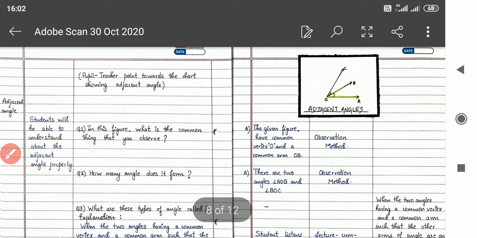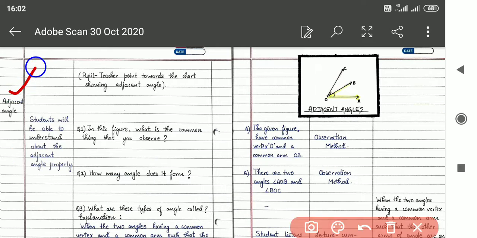Now we move on to another teaching point, that is the adjacent angle. Now, what is the expected behavioral outcome? Obviously, the students will be able to understand the adjacent angle. Only when they will be able to understand, they can solve the questions based on adjacent angles. So here, understanding should be there.